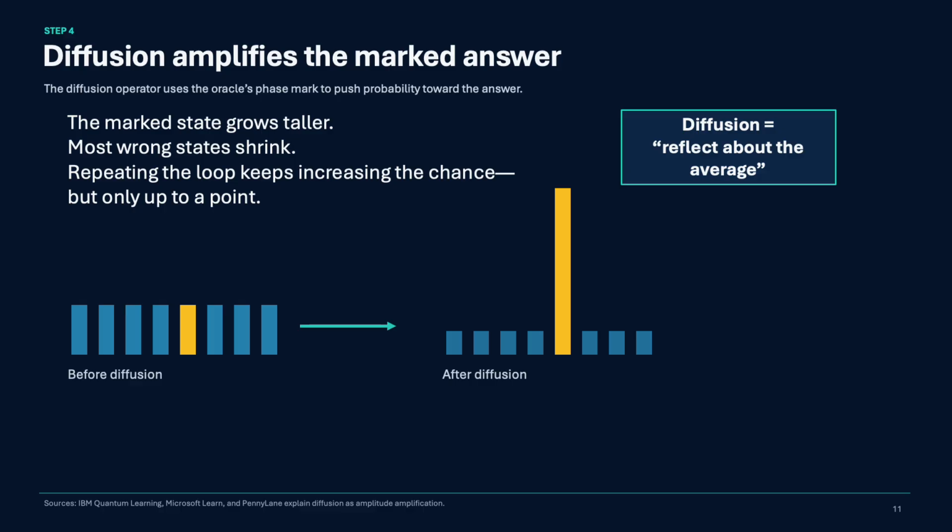Mathematically, diffusion is often described as a reflection about the average amplitude. You do not need to visualize every equation yet. The important point is what it accomplishes. The oracle creates a difference. Diffusion amplifies a difference. So Maya now understands the two-part engine of Grover's algorithm. The oracle whispers, "This one is different." Diffusion responds, "Then let's make the difference bigger." And each time they repeat the sequence, the correct answer becomes more likely to appear when measured.